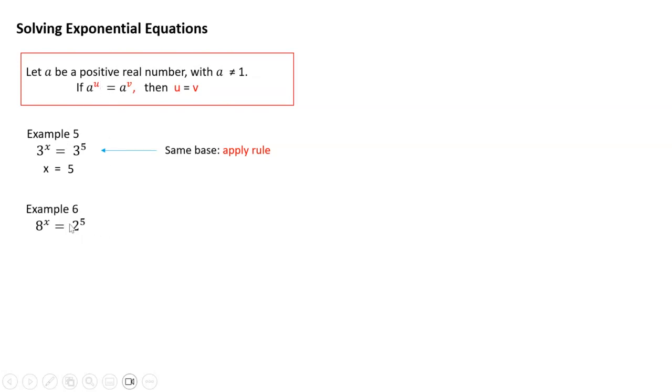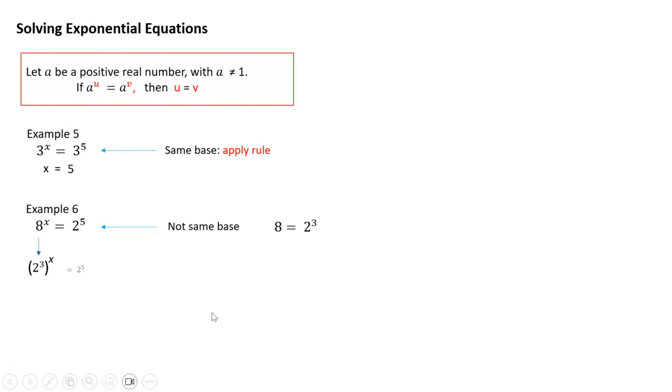I started out with something very basic and simple just so you know how to apply the rule. Now, how about this one here? Example 6: 8 to the x equals 2 to the fifth power. These are not the same base, right? They're not the same bases. So in other words, we have to make them the same base. We know 8 can be reduced to 2 to the third power. 8 equals 2 to the third power. So I'm going to replace 8 with 2 to the third.